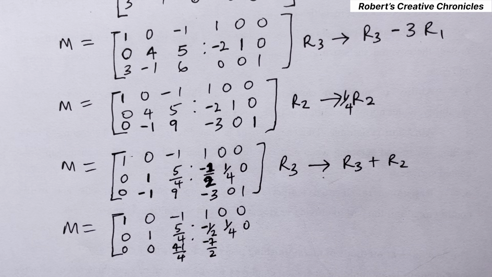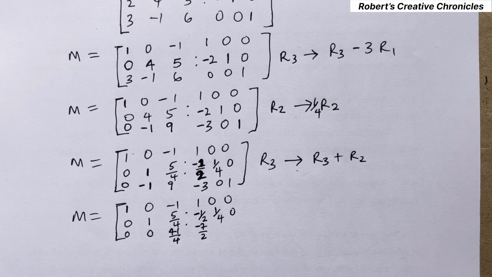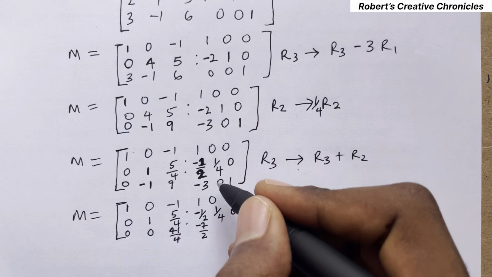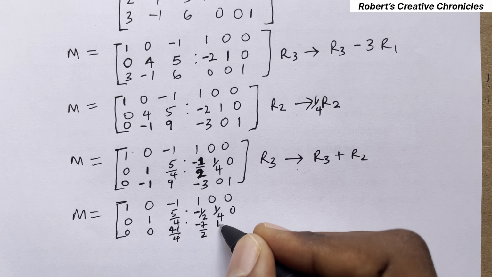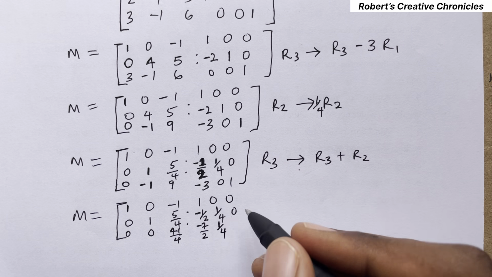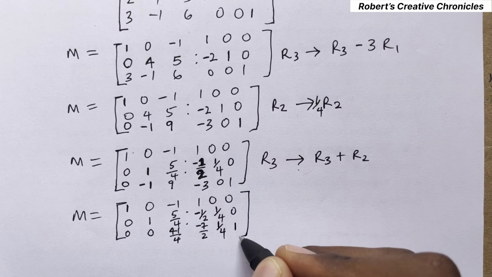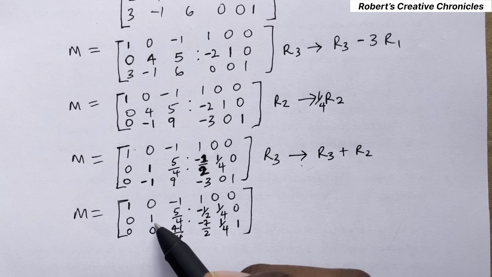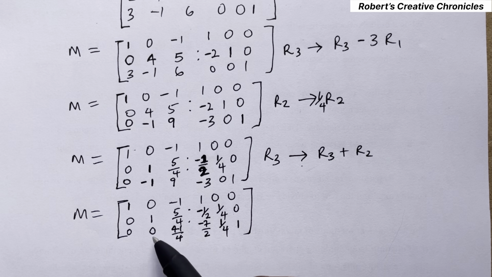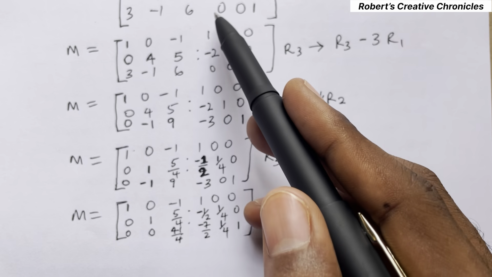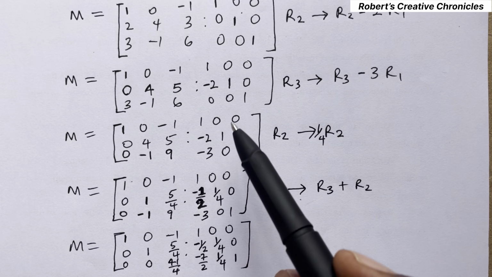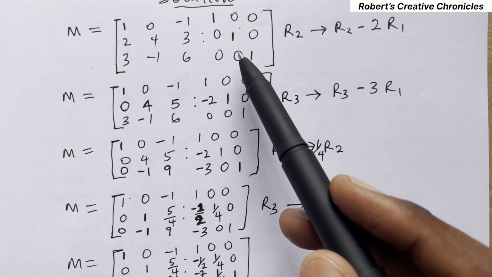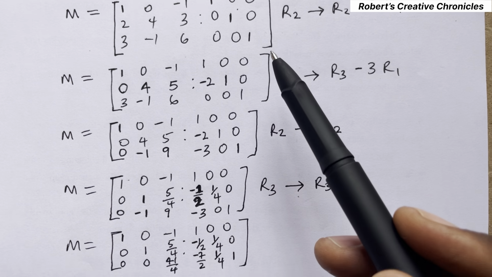Then this is 0 plus this, which is 1 over 4. Then this is 1 plus 0, which is 1. So now we have completed the first and the second columns, and we have successfully converted them to this part of the identity matrix here. That's these two columns of the identity matrix, remaining the last column.